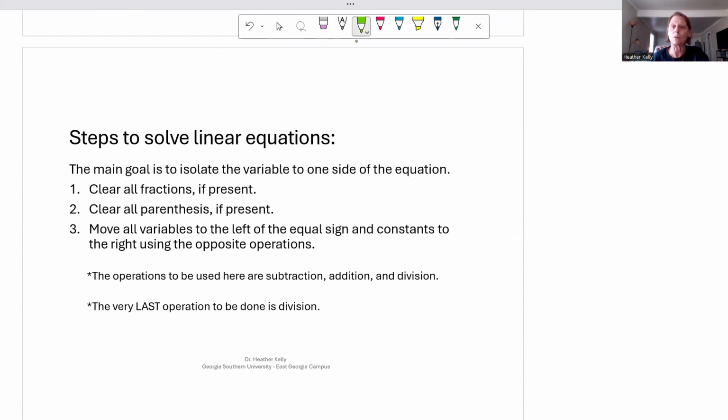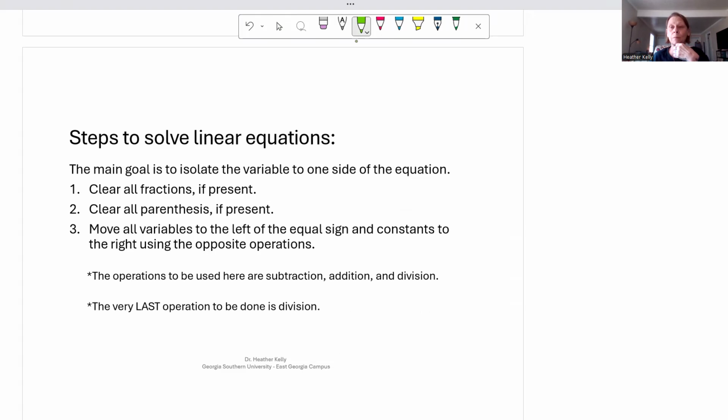And remember that the main goal is to isolate that variable to one side of the equation. Now, if you have any fractions in your equation, unless you really, really enjoy fractions, you're going to want to clear those out. So we'll do an example or two like that. So if there's fractions, you want to clear that out first.